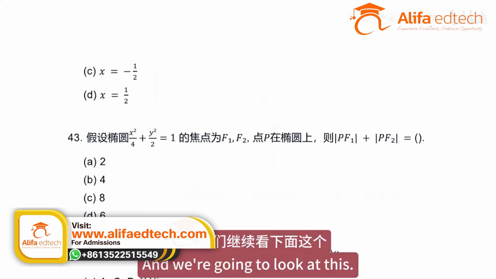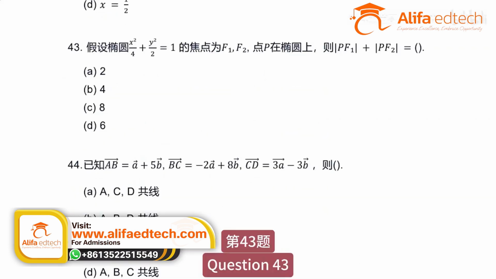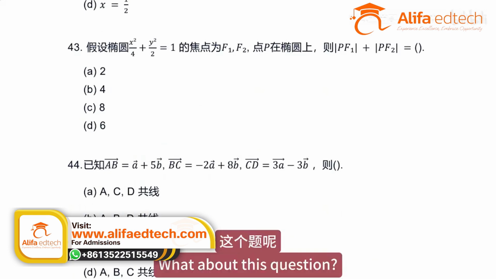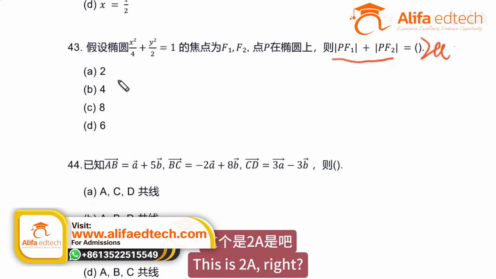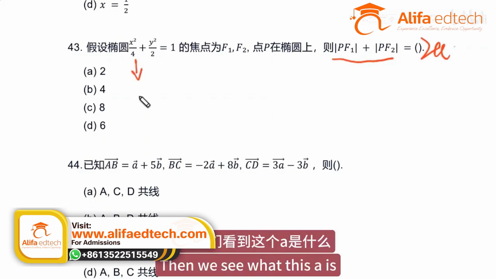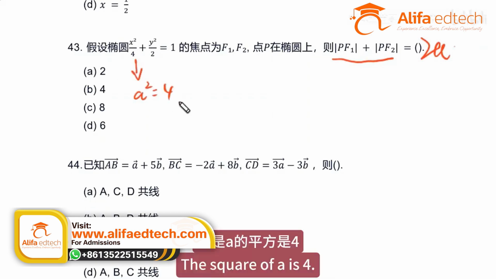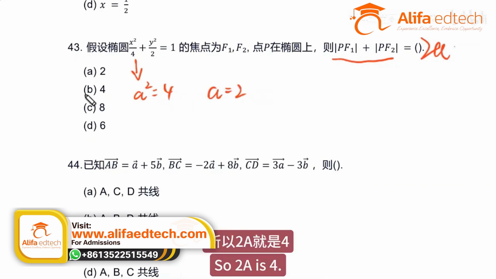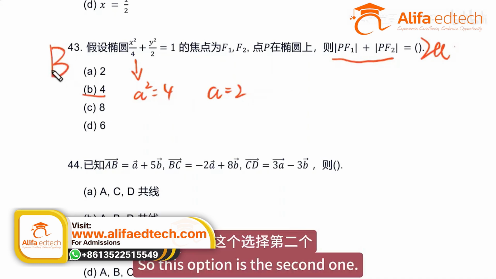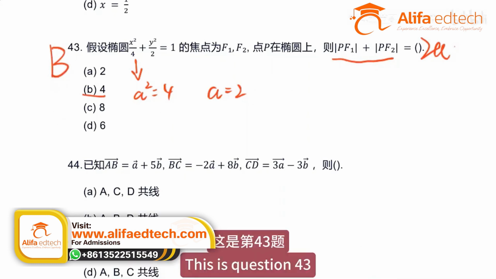Now let's continue and look at the next one, question 43. For this question, PF1 plus PF2, this is 2a, right? Then let's see, what is this a? That is a squared equals 4. So a equals 2. So 2a is 4. So for this one, choose the second option. This is question 43.